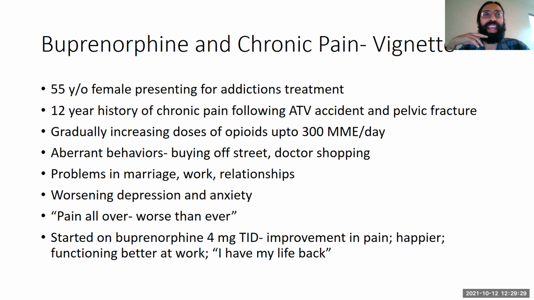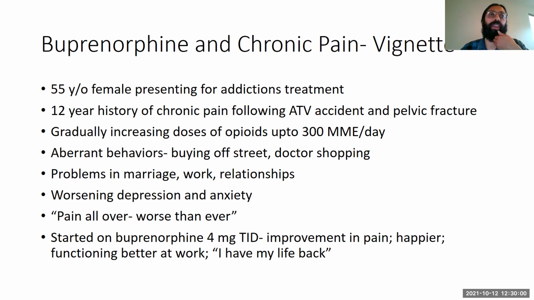So this is another vignette. A 55-year-old female patient presented for addictions treatment. She had a 12-year history of chronic pain following an ATV accident and a pelvic fracture. And over time, she had gradually increased her doses of opioids all the way up to 300 morphine milligram equivalents per day. And remember that we said that if someone's on certainly higher than 100 morphine milligram equivalents a day, the rate of a number of adverse events, including overdoses, is significantly elevated. And she had built up to over 300.